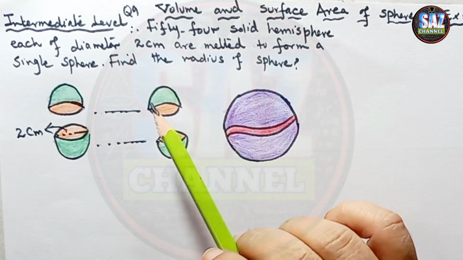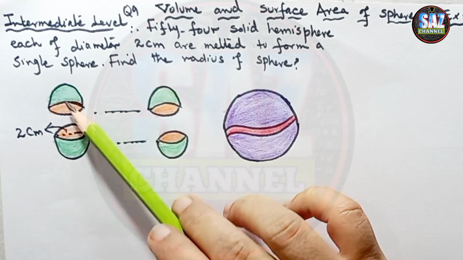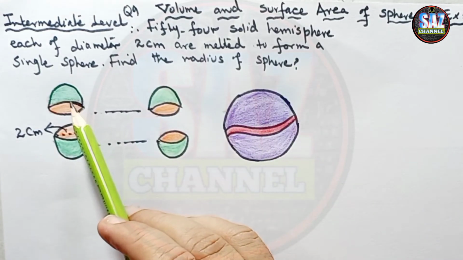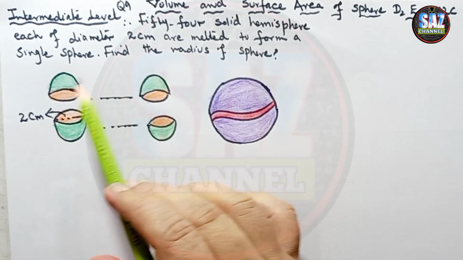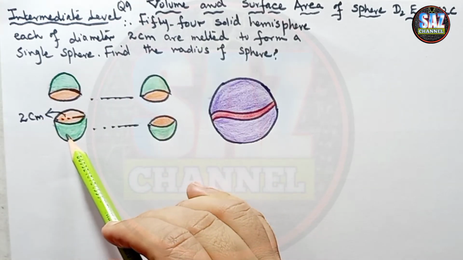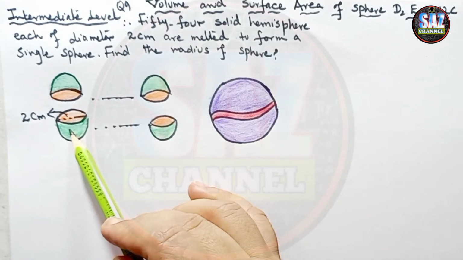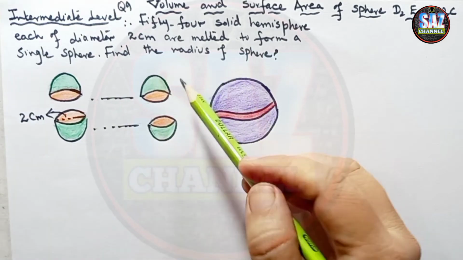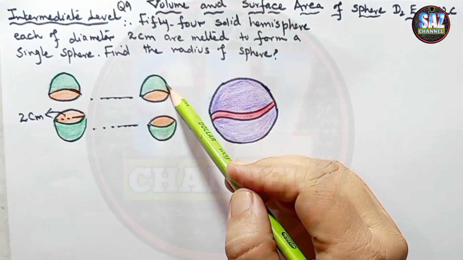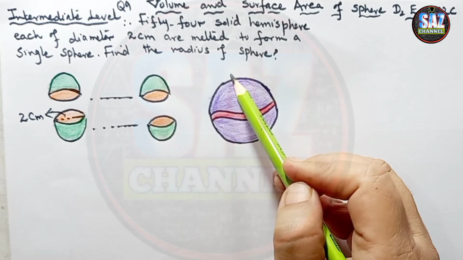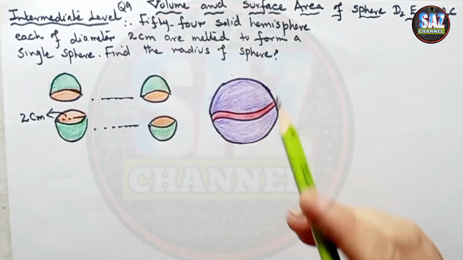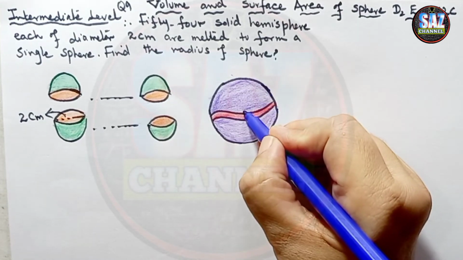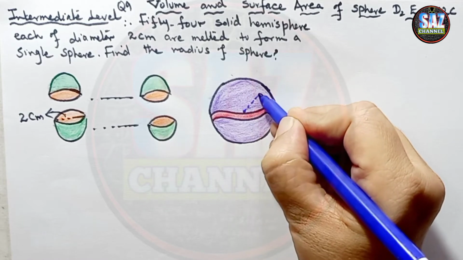Okay, the question says that the 54 solid hemispheres. Hemisphere means the half sphere, and what is the number of those hemispheres? That is 54, and they are melted, and the volume obtained after melting those 54 hemispheres, we are using that volume in order to make one bigger sphere, and we have to find the radius of that big sphere.